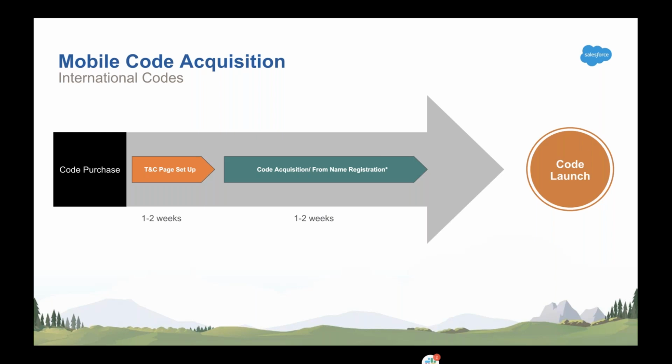And then it usually just takes 1 to 2 weeks for code acquisition, and occasionally for from name registration, which is something that occurs in a couple particular markets. If you're sending into Turkey or into Russia, it is required that we register the from name you're going to be sending on with those governments. That can typically take 1 to 2 weeks, depending on how busy a carrier is at any given moment.